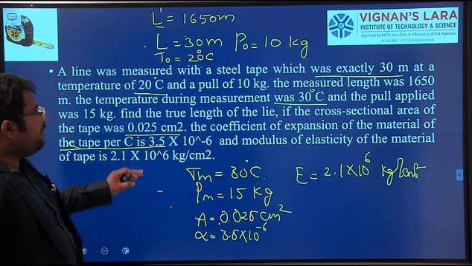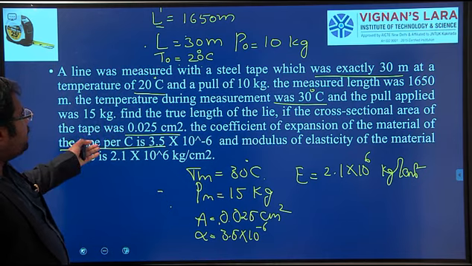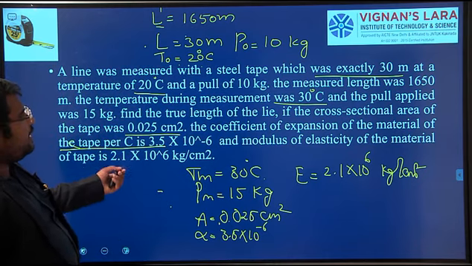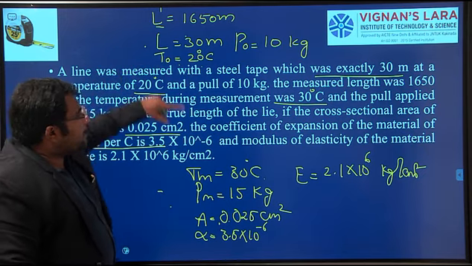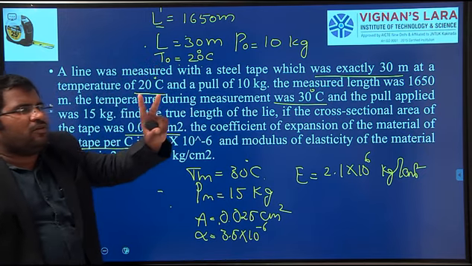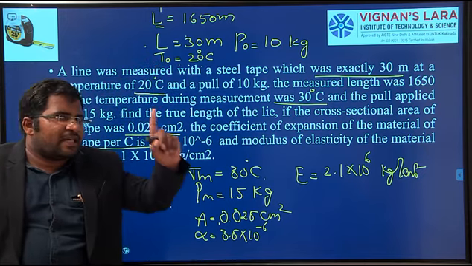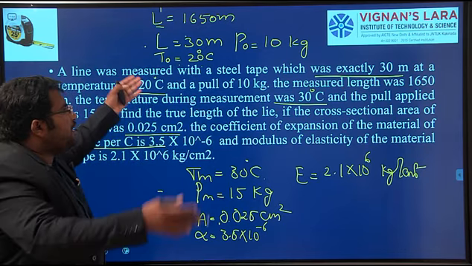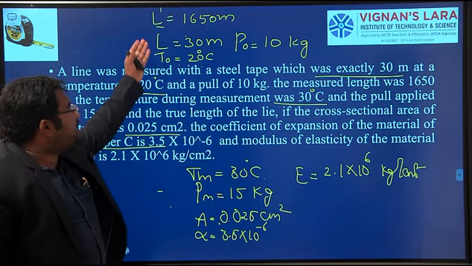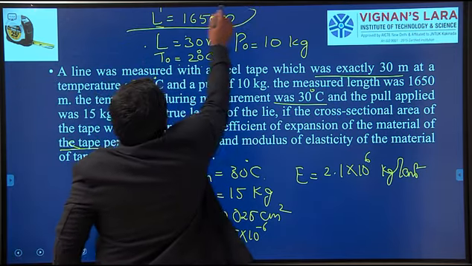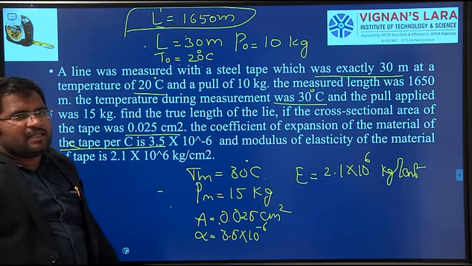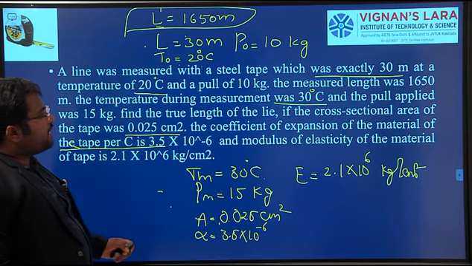This is the data given, but we have to find what the true length is. By combining both the correction for temperature and the correction for pull, we have to find out two things: one is correction for pull, another is correction for temperature. By combining these two, we will get the exact value of this measured length. Out of 1650, whether it is increased or decreased, we will find out what the correct value is.